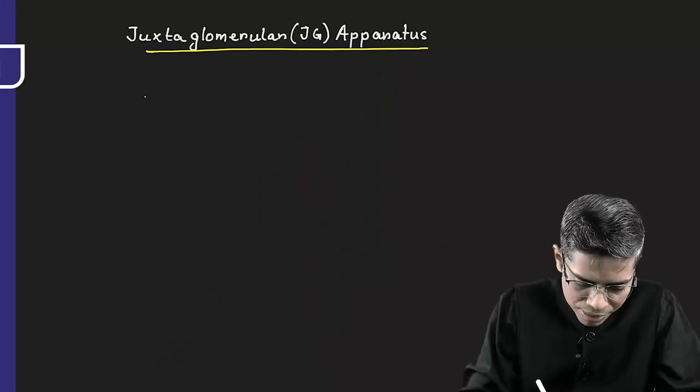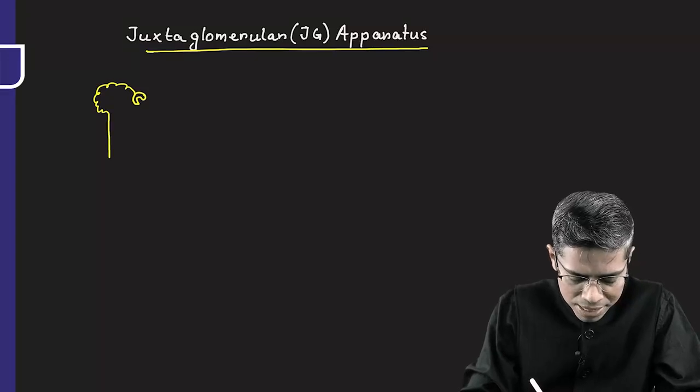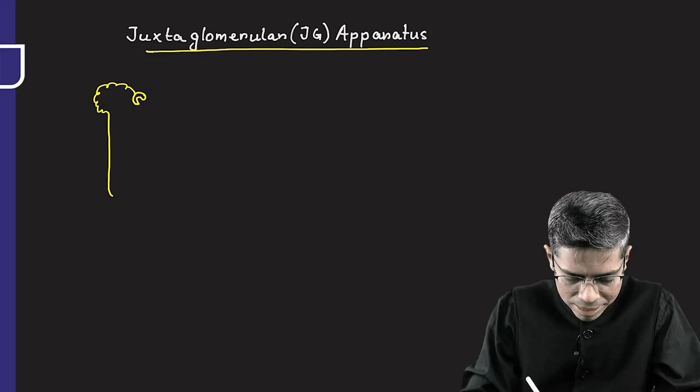Hello student, now we are going to discuss JG apparatus or juxtaglomerular apparatus. To understand this topic, first you look at the diagram which I am drawing here. So I am drawing the Bowman's capsule followed by proximal convoluted tubules followed by descending loop of Henle.